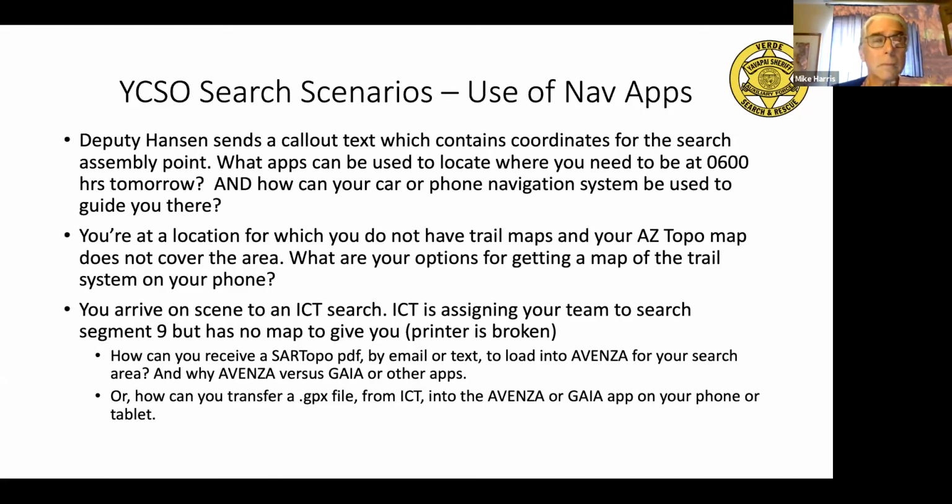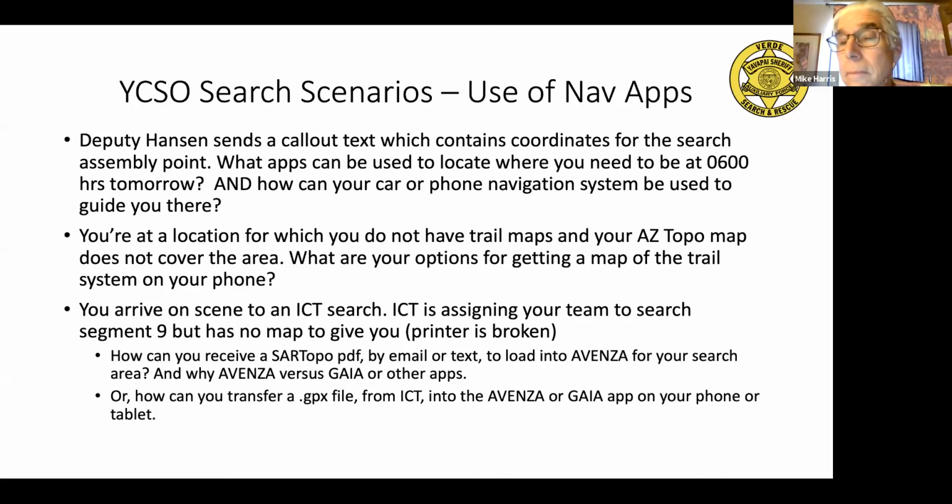Or you arrive on scene to an ICT search. ICT is assigning your team to search segment 9, but has no map to give you. It just happens their printer is broken. How can you receive a SAR topo map from ICT by email or text to load into a Venza for your search area? And why a Venza? Why not Gaia or other apps? Or how can you transfer a GPX file from ICT into the apps on your phone, and which ones do you use?